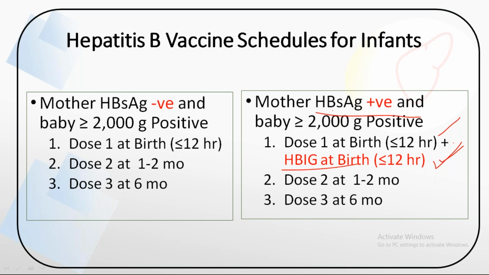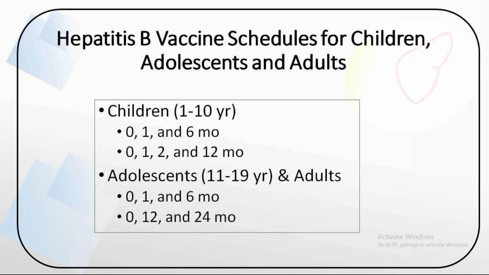Is it possible to give active and passive at a time? Don't they neutralize each other? There is nothing to worry about. You give them in separate limbs. One thigh you give the hepatitis B vaccine, and the other thigh you give hepatitis B immunoglobulin, preferably simultaneously. And the second and third doses are just like the previous, along with the pentavalent vaccine, before 6 months. For children who come late, different schedules are given.